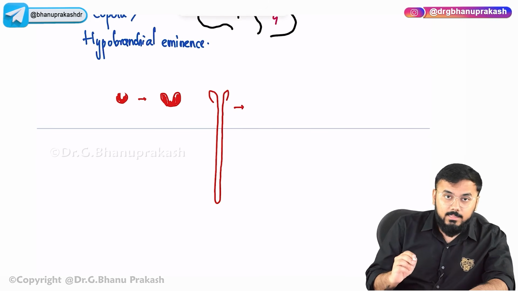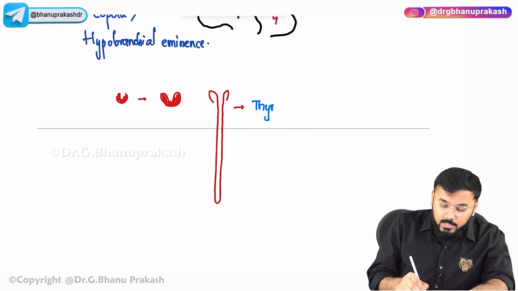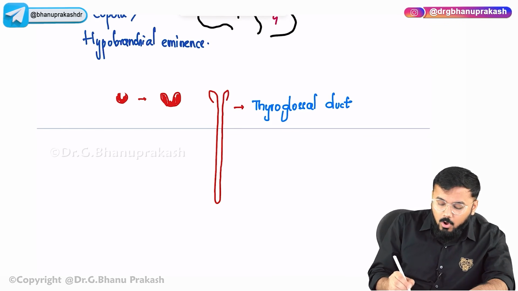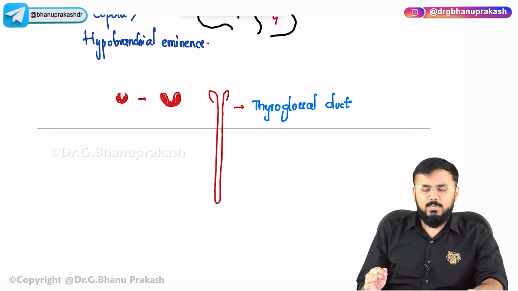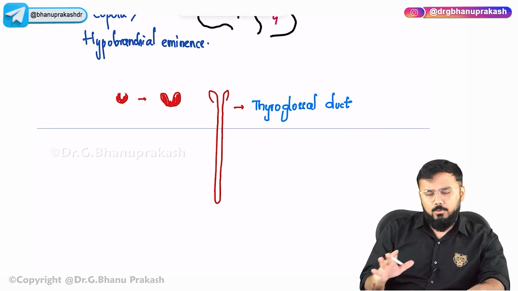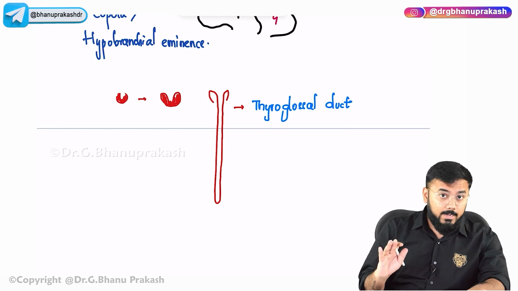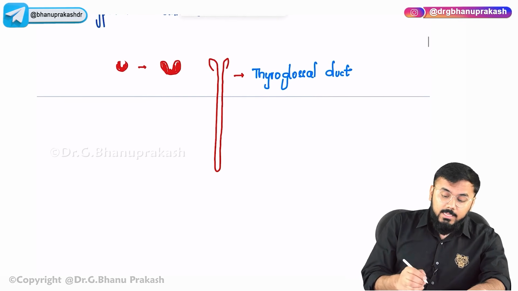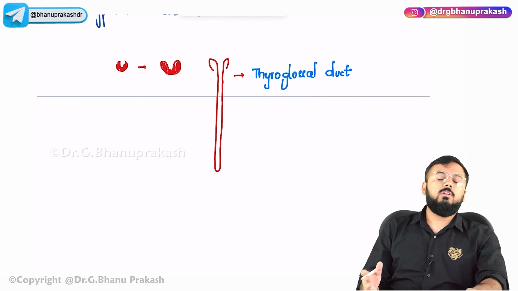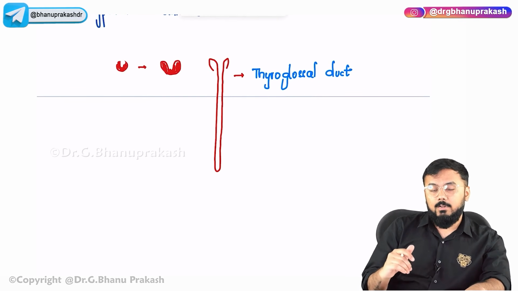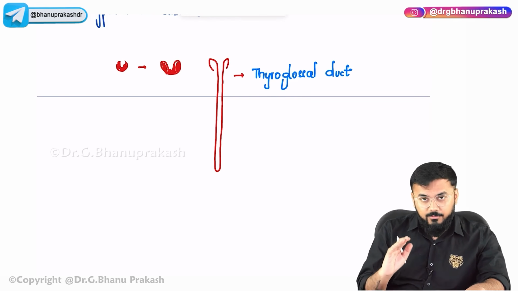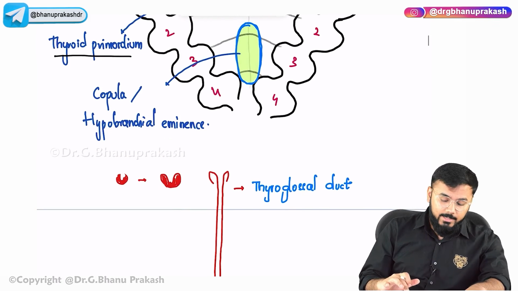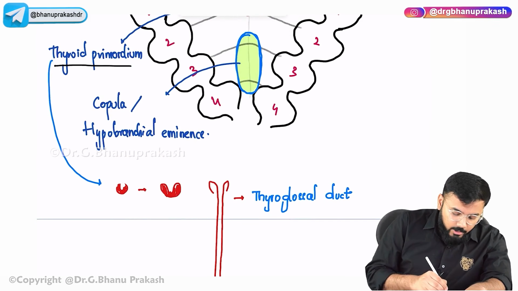This particular duct is called the thyroglossal duct. All the way from the thyroid gland to the tongue, there is a duct here. Just before birth, this will disappear. But sometimes even after birth it doesn't disappear, and that will result in the formation of a cyst. I will discuss that when I discuss the development of the thyroid gland. For now, you should know what the thyroid primordium is.